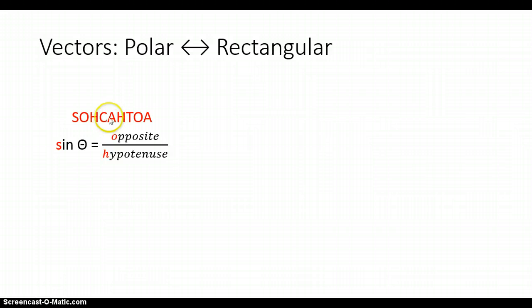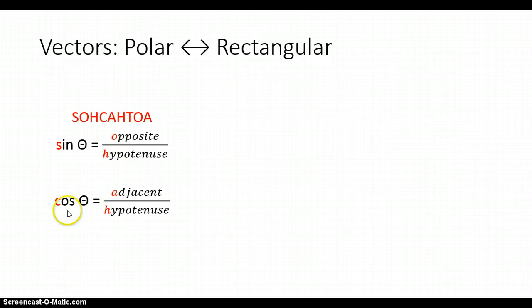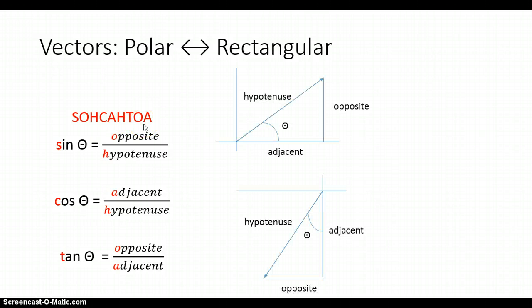So remember that SOH stands for sine of theta is equal to the opposite over the hypotenuse. Cosine of theta is equal to adjacent over the hypotenuse, and that's what CAH stands for here. And tangent of theta is equal to opposite over adjacent, and that's what the TOA stands for. Okay, so now let's take a look at this.